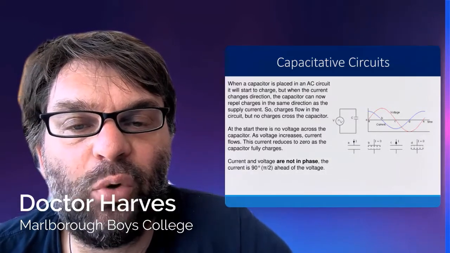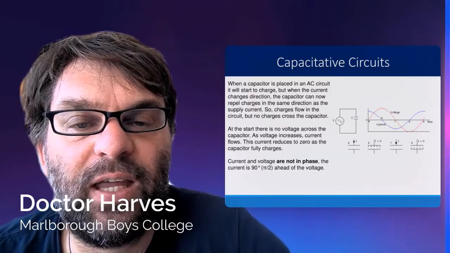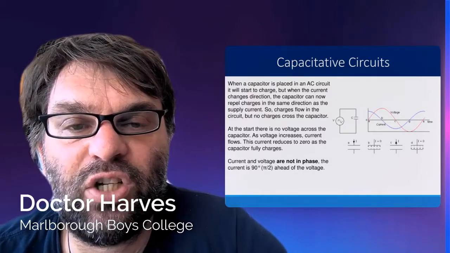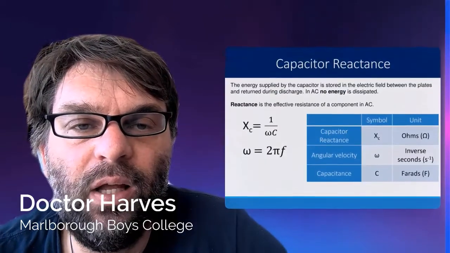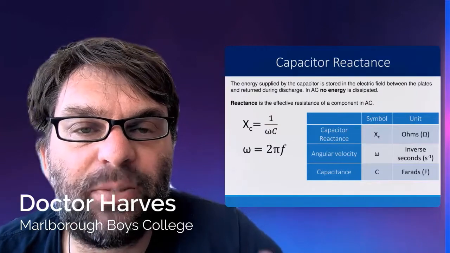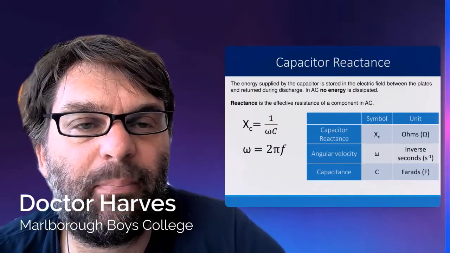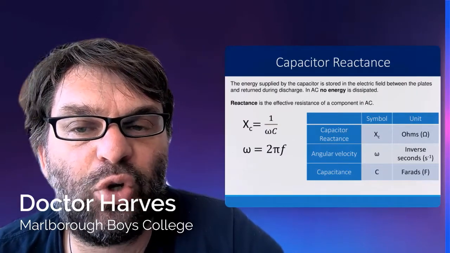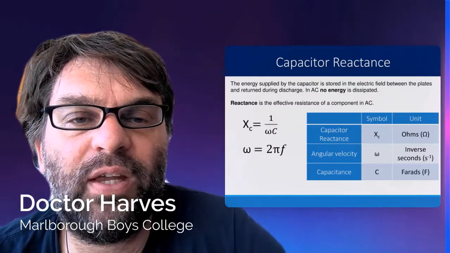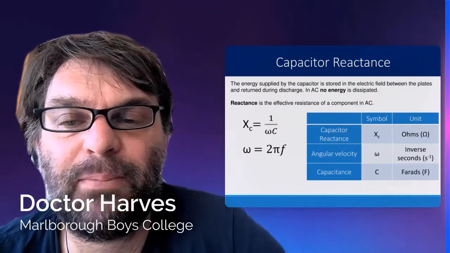Therefore, the current and voltage are not in phase. The current is 90 degrees ahead of the voltage. That's what that actually just means. So in terms of capacitors, the energy supplied to the capacitor is due to the electric field being stored in the plates and returned during discharge. There is no discharge in AC, so therefore there's no energy being dissipated.